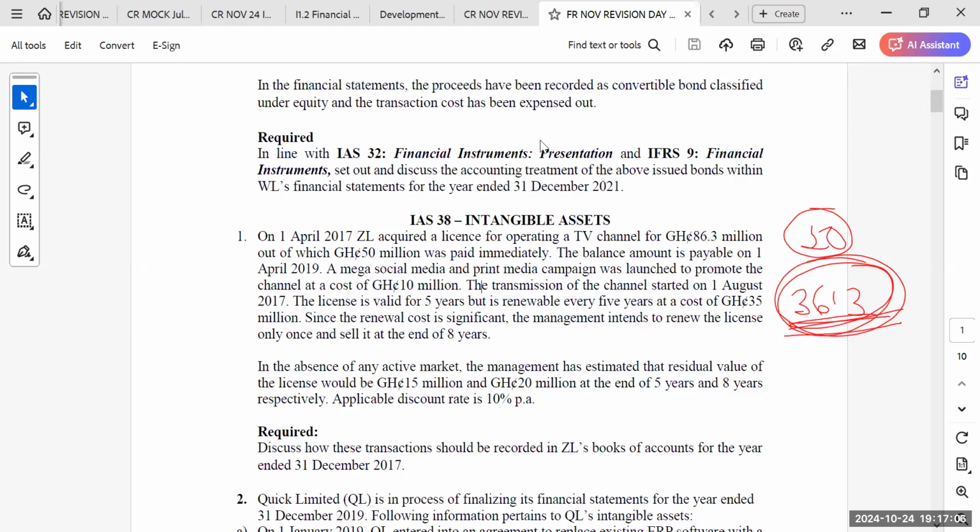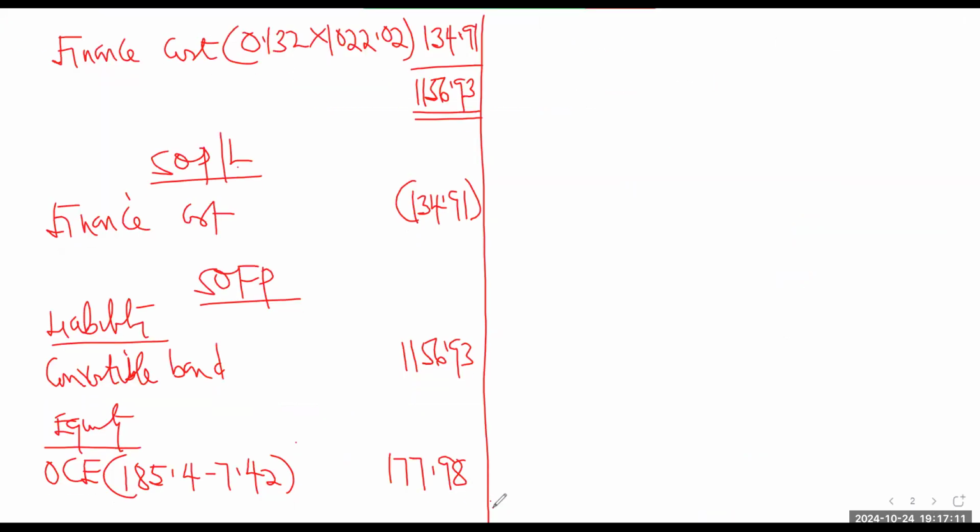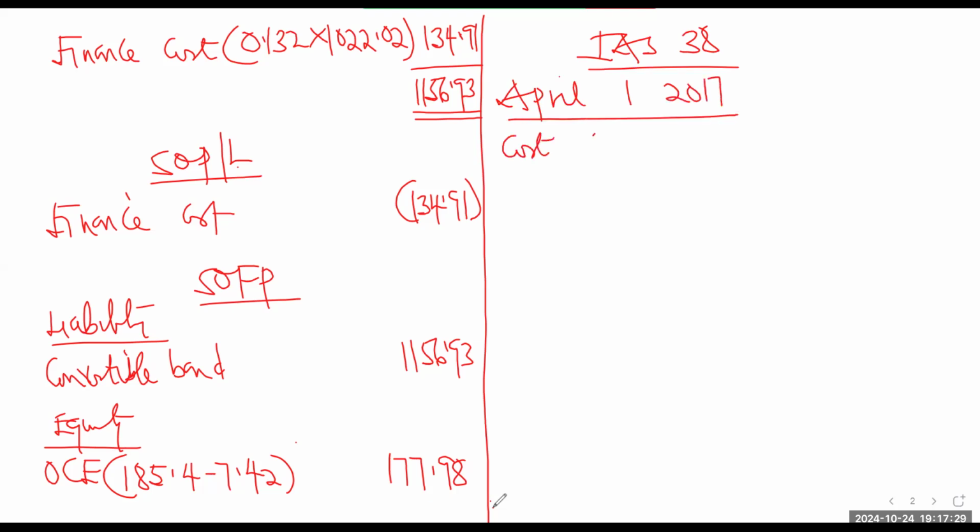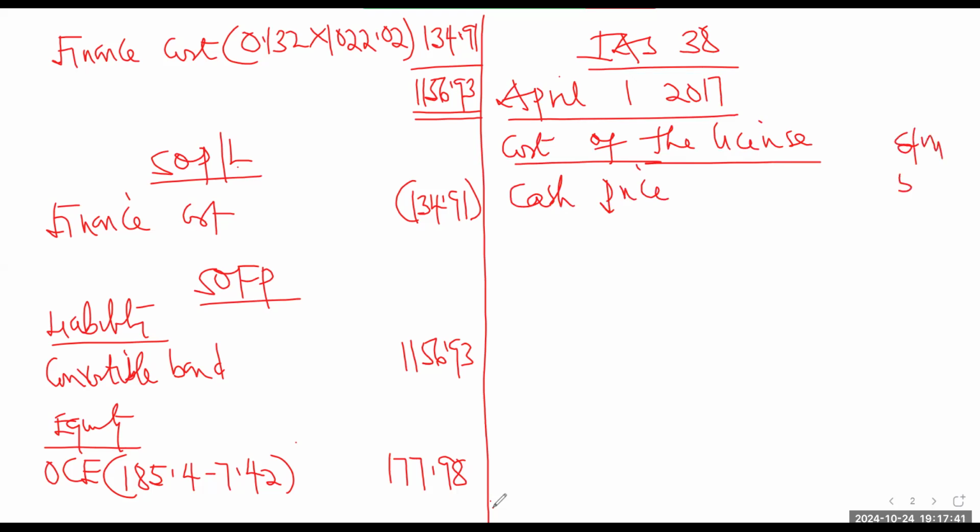So what we do over here is that the 1st April, okay, 1st April, that is intangible assets, IAS 38. So we have the April 1, 2017. We need to determine the cost of the intangible assets. So the cost of the license. So the cost of the license will give you, we have the cash price, that is the present value. Today's value of that one is the same as that value. And that will give us 15 million.